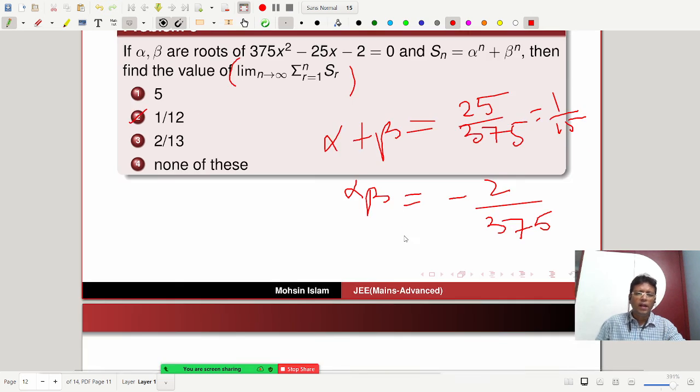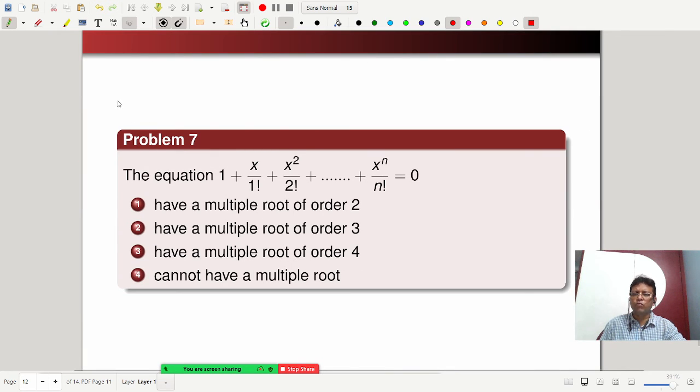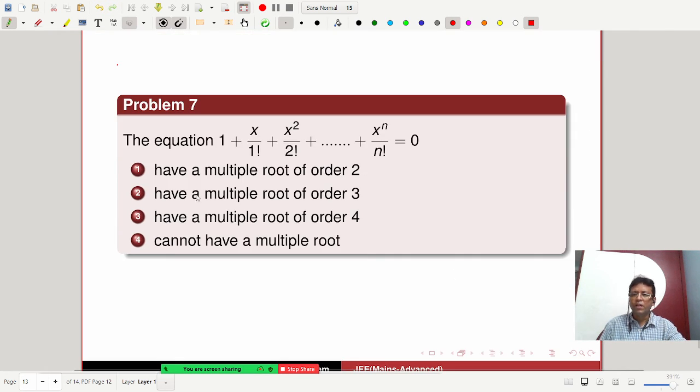Okay, let's go to the next one. The seventh one is a very interesting problem. The equation 1 plus x by factorial 1 plus x square by factorial 2 etc. up to x to the power n by factorial n equal to 0: first option, have a multiple root of order 2. Second option, have a multiple root of order 3. Third option, have a multiple root of order 4, and the last, cannot have a multiple root. So these are talking about multiple roots.